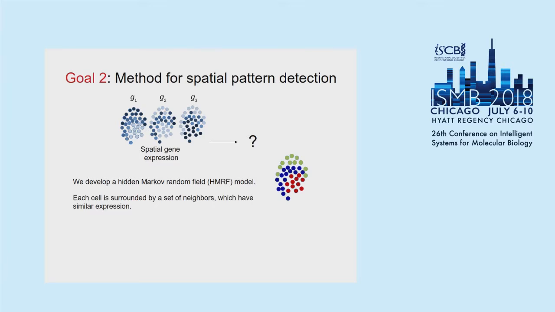So towards this end, we developed a hidden Markov random field model where the state of each cell is a balance of two factors. One is the cell's own expression, and then also the neighborhood, or the neighboring cells' expression, which can also influence the state of the cell. And the assumption is that these cells are not randomly scattered, but rather the neighbors' expressions tend to be similar.